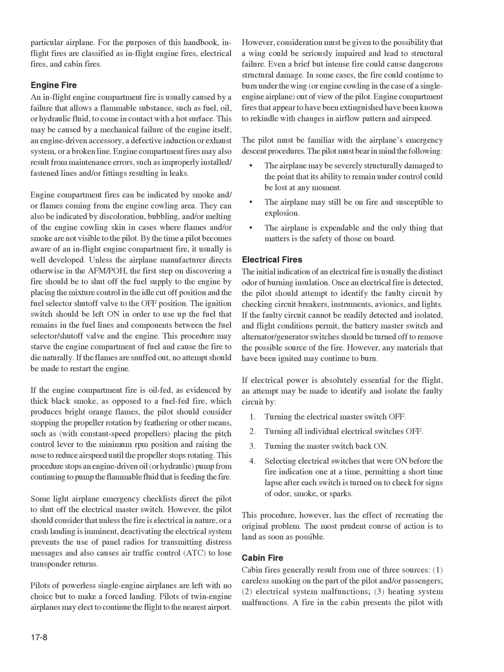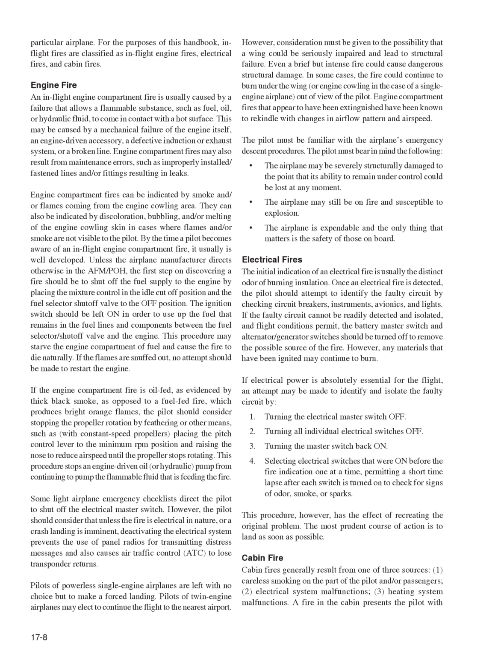Electrical fires. The initial indication of an electrical fire is usually the distinct odor of burning insulation. Once an electrical fire is detected, the pilot should attempt to identify the faulty circuit by checking circuit breakers, instruments, avionics, and lights. If the faulty circuit cannot be readily detected and isolated, and flight conditions permit, the battery master switch and alternator/generator switches should be turned off to remove the possible source of the fire. However, any materials that have been ignited may continue to burn.